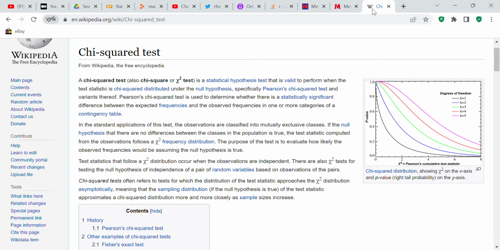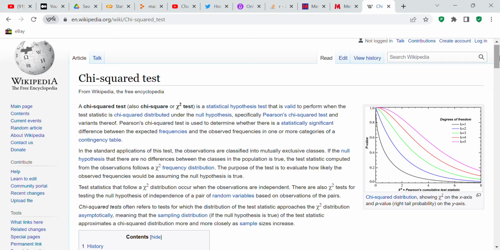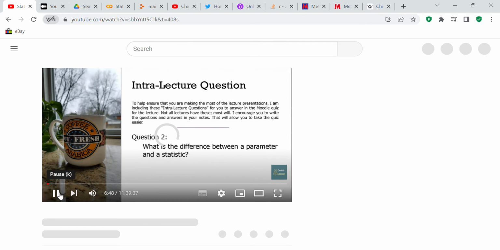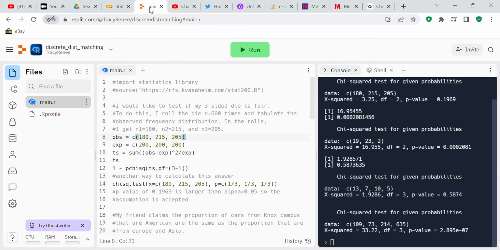So that was a lot to take in, but we had to talk a little bit about the chi-square test to do our code review. And I've got these questions. I'll show you where I got the questions. I got the questions from this video here, Statistics and Probability Full Course. That's where I got the questions. And then I got the answers in R, and I translated them into Python. So that's basically what we have done.